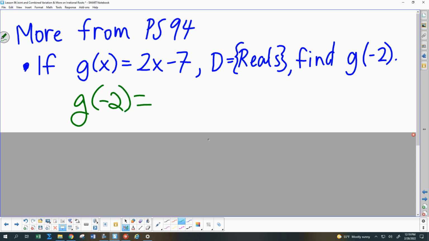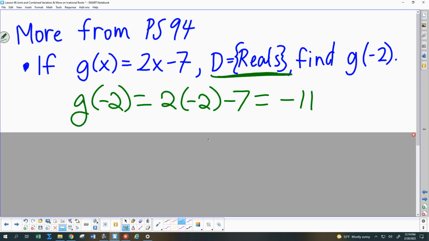And this much is review. Ada, what'd you get? Anybody else -11? Sounds good to me. We put that -2 in for the x, and then we subtracted 7. So -4 minus 7 was -11. So again, this says if it is a real number, put that real number in for the x, and here's how we define g of x.